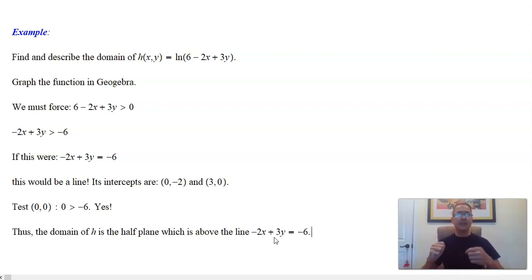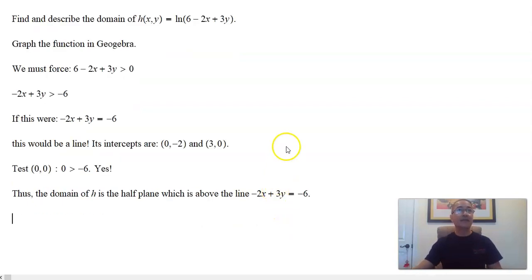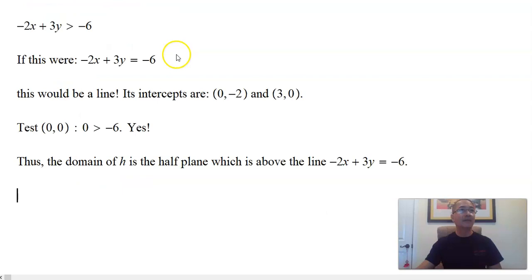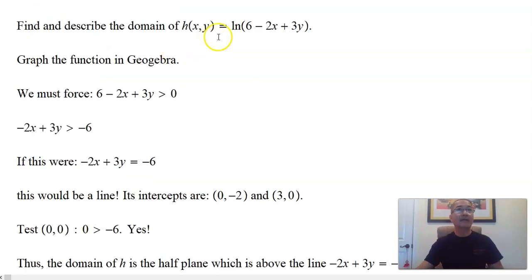Okay? So therefore, you can plug in any point which is above that line into our function, and you can compute the value of that function. Okay, so let me show you something else that Scientific Notebook can do. And for that, I'm going to magnify it a little bit so you can see it better.